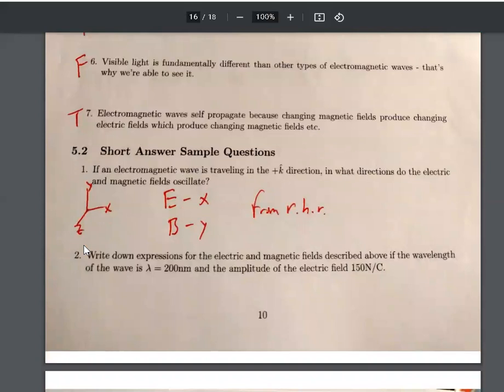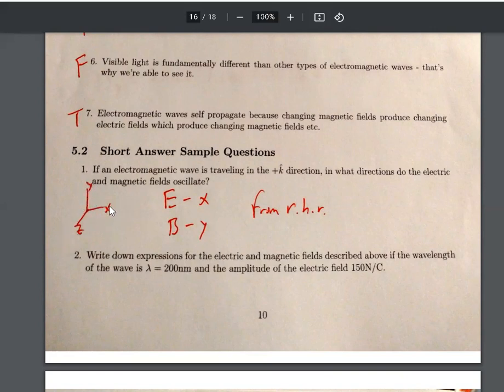All right, so if an electromagnetic wave is traveling in the positive z direction, in what directions do the electric and magnetic fields oscillate? This is from the right-hand rule. If you put the fingers of your right hand in the direction of the electric field and curl them in the direction of the magnetic field, then you get the direction that the wave is traveling. So if we want the wave to travel in the positive z direction, we put the fingers of our hand in the x direction and curl them in the y direction.